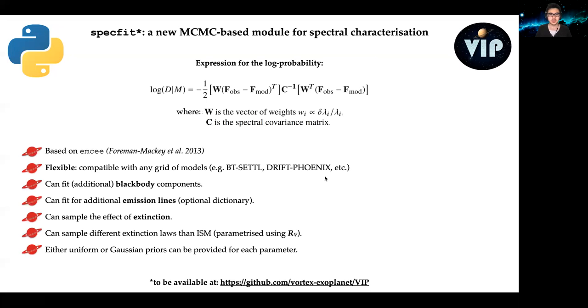So I won't go into the details of this new module. I will just highlight the fact that it will be made available in the Vortex image processing package. This is an open source package with routines implemented in Python for high contrast imaging. And it will be made available once our paper is accepted.